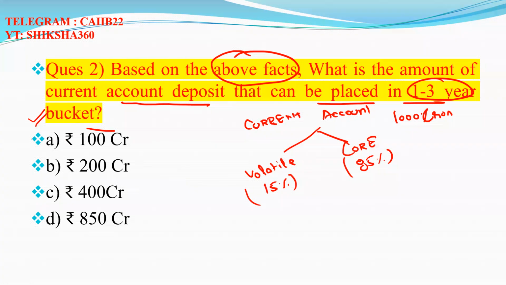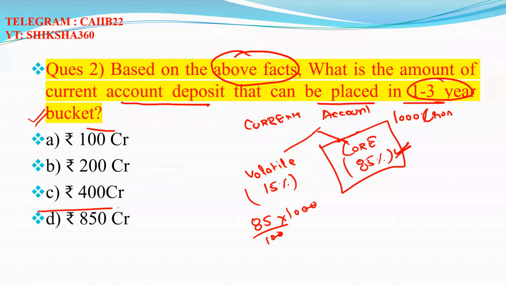That is for the long time, so that is core deposits. Core deposit is 85%. So 85% of 1,000, the zeros cancel, so that is 850 crore. So this one is the answer. And if they say up to 14 days, that is 15%, that is 150 crore.